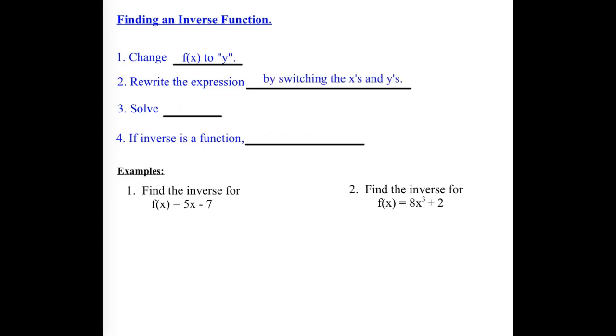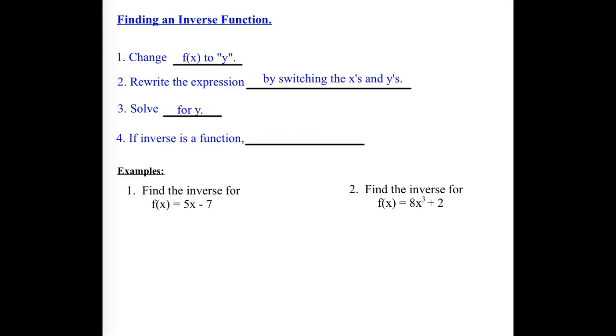Then we're going to rewrite our expression by switching the x's and y's. Wherever you saw an x, you're going to write a y. Wherever you saw a y, you're going to write an x. Okay, so we switch our x and y's. Then we're going to solve for that new y. So we're going to rearrange our equation so that new y is all by itself.